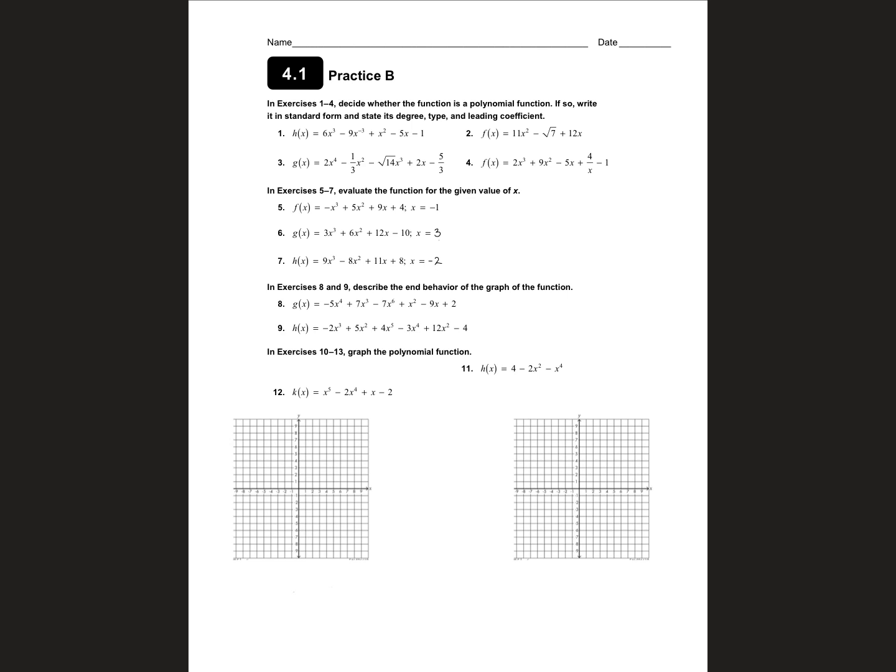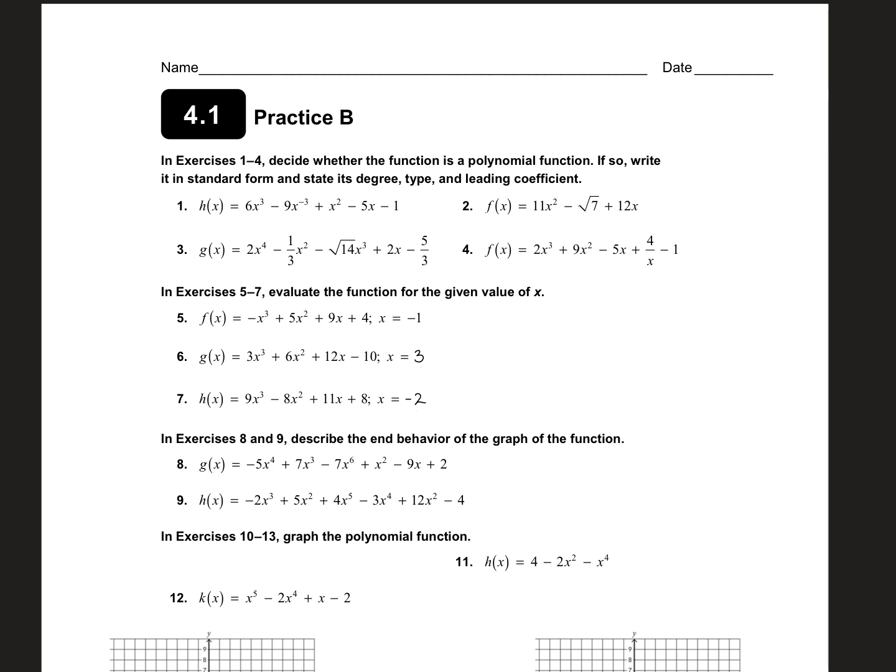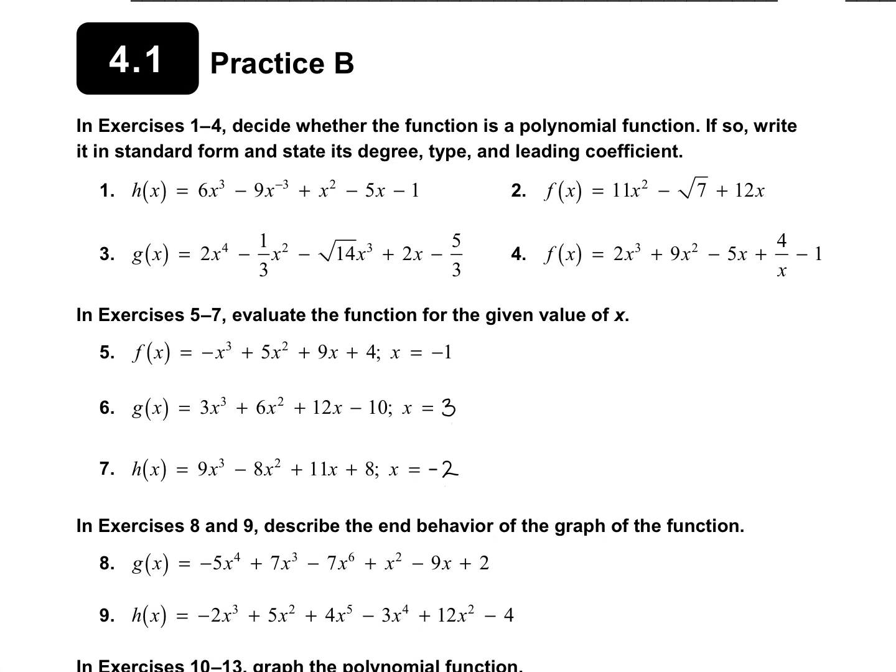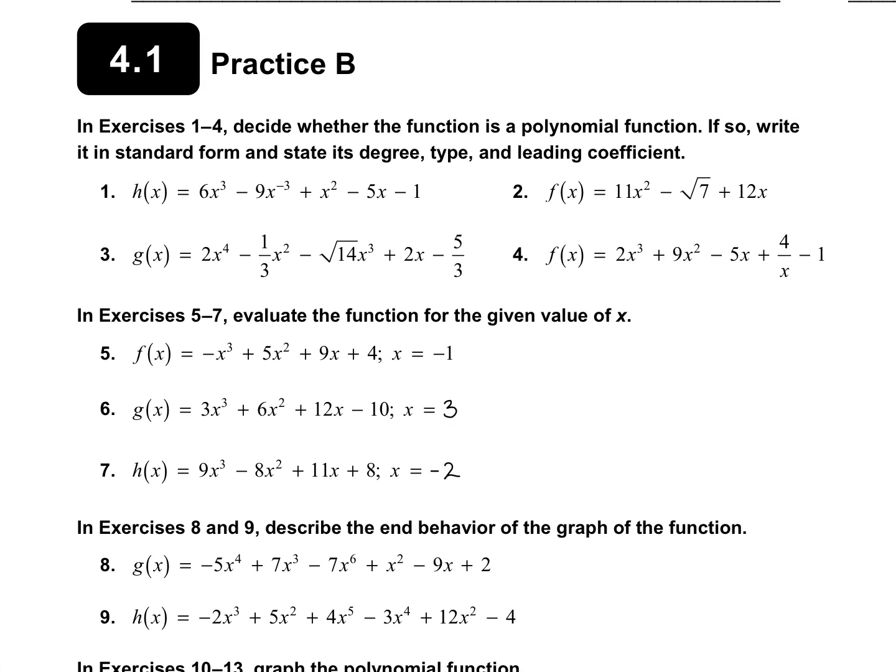So let's look at 4.1, the first one. Number 1. It says to decide whether the function is a polynomial function. If so, write it in standard form and state its degree, type, and leading coefficient. For 1, is 1 a polynomial? No. Why not? Because it has a negative exponent, so this would not be a polynomial.